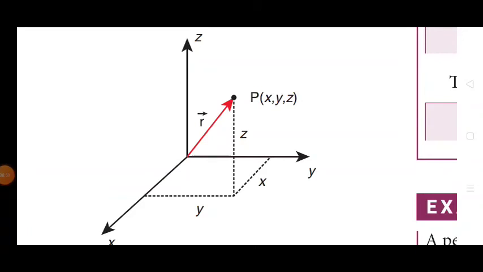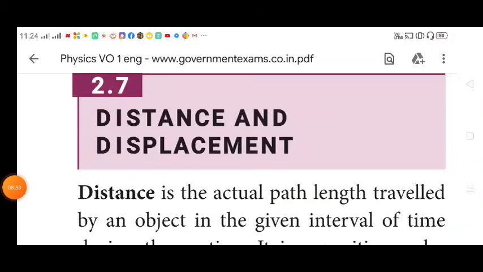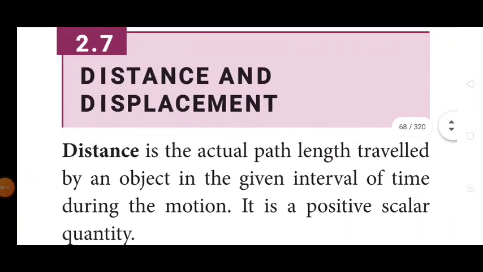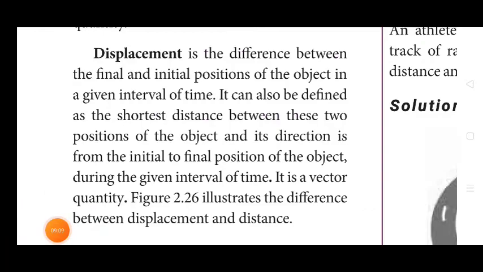We are going to look at distance and displacement. Distance is the actual path traveled by an object in a given interval of time during the motion. It is a positive scalar quantity. Displacement is the difference between the final and initial position of the object in a given interval of time. It can be defined as the shortest distance between these two positions of an object, and its direction is from initial to final position of the object. In the diagram, a very good example for distance and displacement, look carefully.